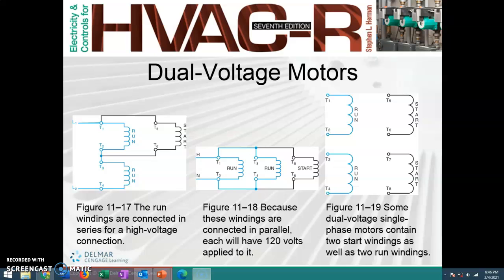For the other, if you look at the drawing in the middle, you've got a 120 volt motor. You'll notice that the 2 run windings are wired in parallel with each other. That way they both get the same amount of voltage at the same time. Hopefully we all still remember series versus parallel.